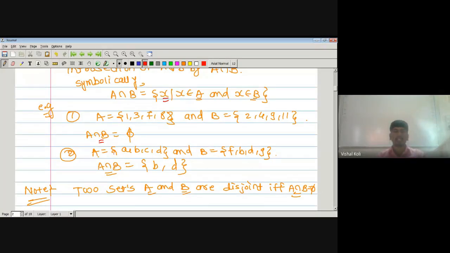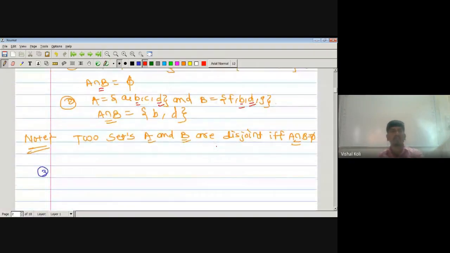And second example, if we have taken A equal to {A, B, C, D} and B equal to {F, B, D, G}, then by the definition of A intersection B, the intersection of these two sets contains only those elements which are present in both A and B, and there are only two elements, B and D, which belong to both the sets A and B. Therefore, A intersection B contains only two elements, B and D. Since A and C are elements which are present in only A, and F and G are elements which are present in B only, therefore they do not belong to its intersection. So in this way, we can find out the intersection of any two sets or more than two sets.